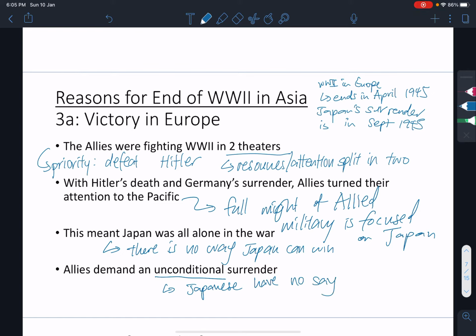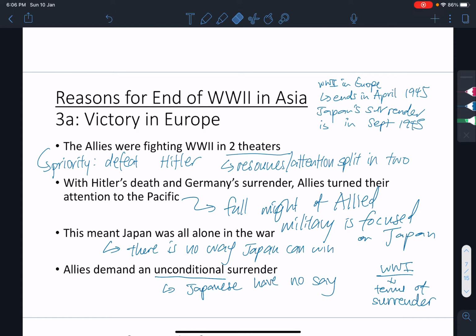And why is this an unconditional surrender? Remember in World War One, there were terms of surrender, right? So we have the Treaty of Versailles, so on and so forth. But what happens is that when the Germans were allowed to have their own government with the Weimar Republic, we know what happened. We know Hitler came to power, and we know that will trigger World War II. So, knowing this, that is why the Allies want an unconditional surrender.